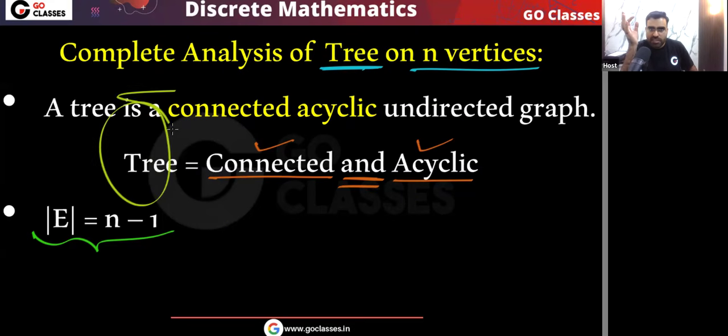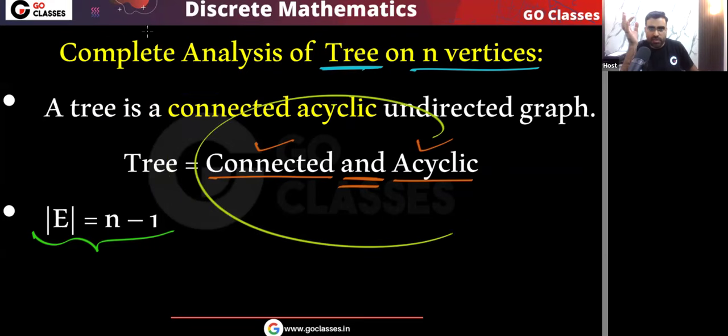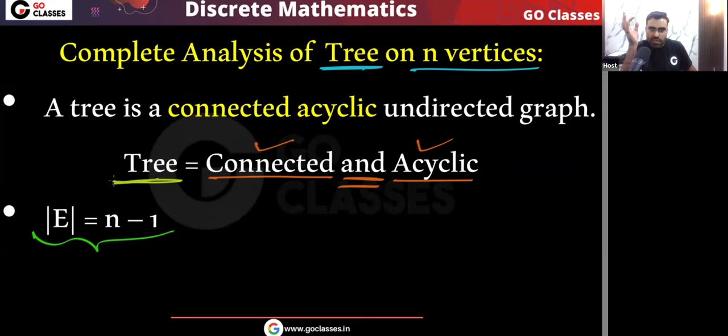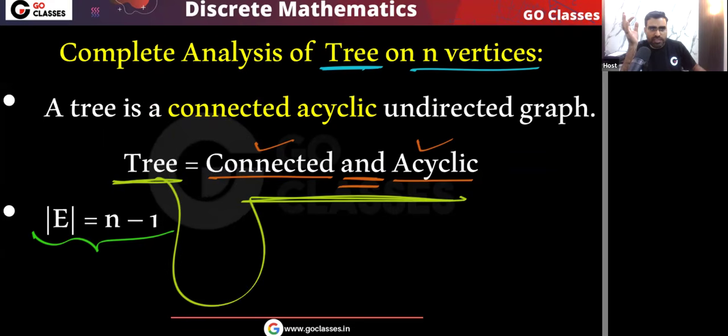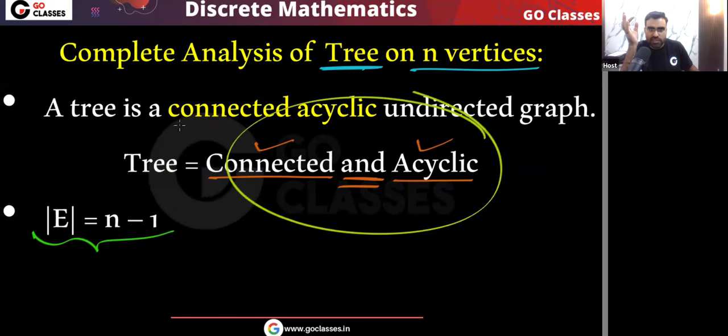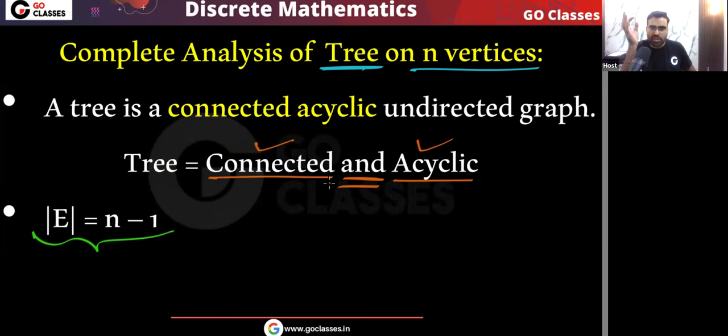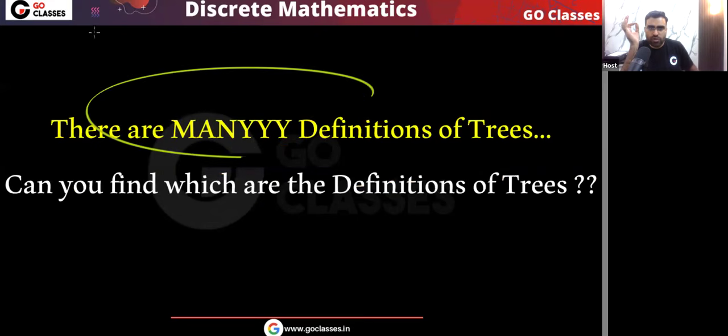Okay, and every tree is connected and acyclic. So this is the definition, remember. What it means is, if it is a tree, then these two properties will be satisfied, and if these two properties are satisfied, then it will be a tree. So this is one definition of a tree, but there are many definitions of a tree.